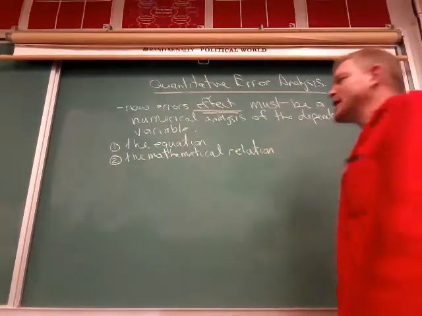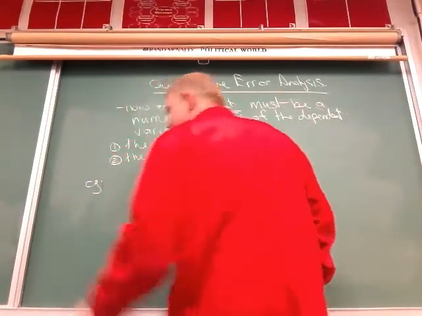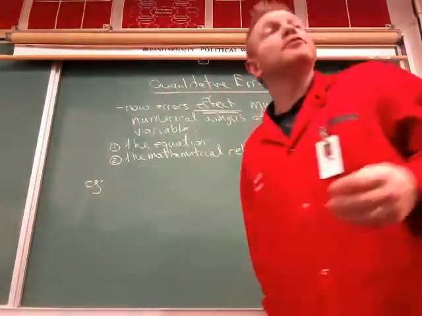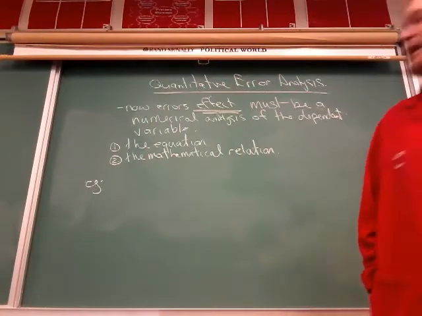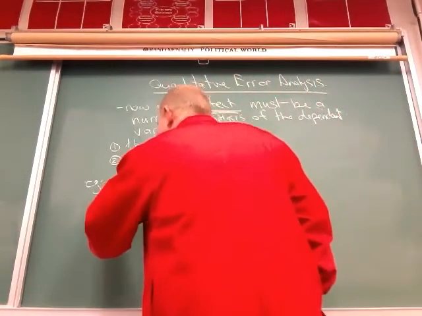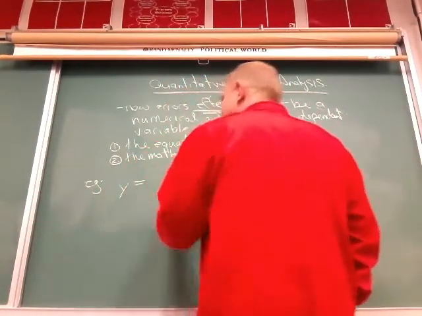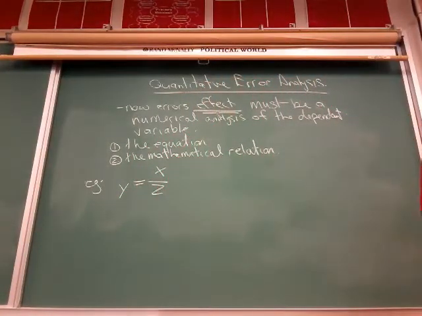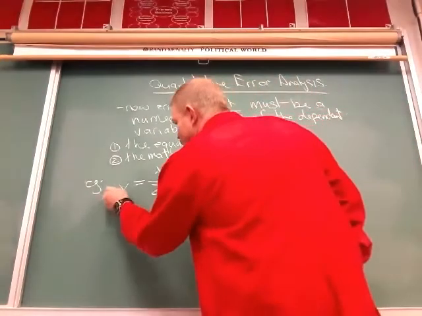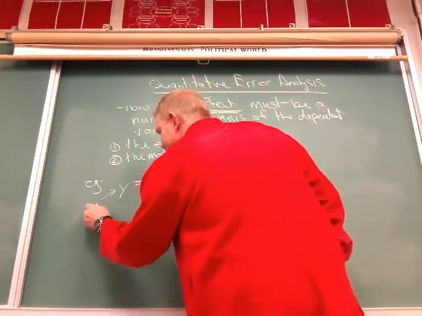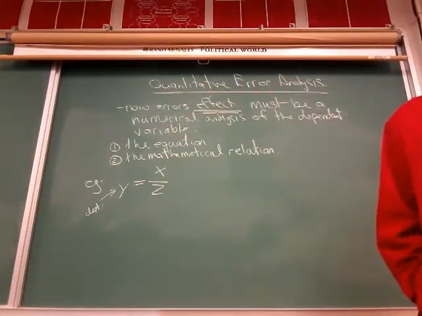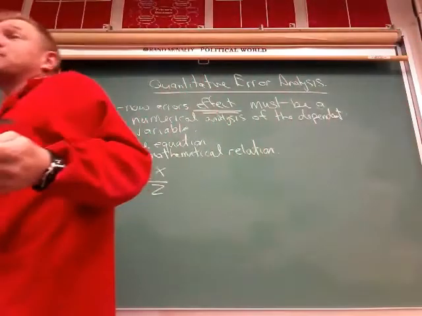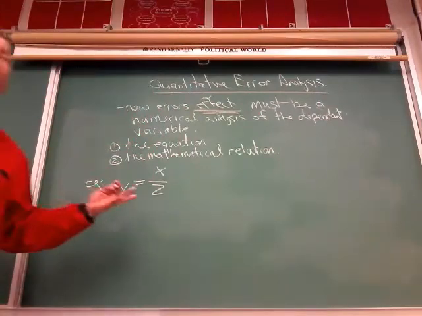Let me give you an example of what I mean. All right? Let's say that the equation that we're using is y equals x over z. Let's say that that's the equation. And our dependent variable is y. We want to calculate y. In our lab today, we're going to calculate percentage magnesium. That's going to be the y.